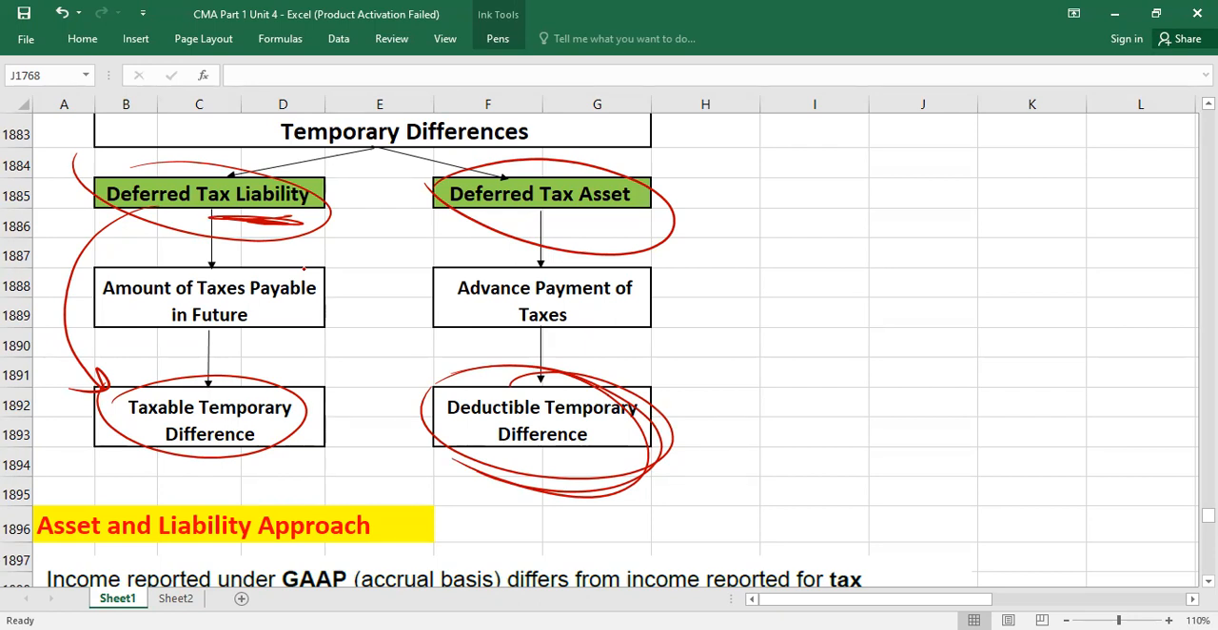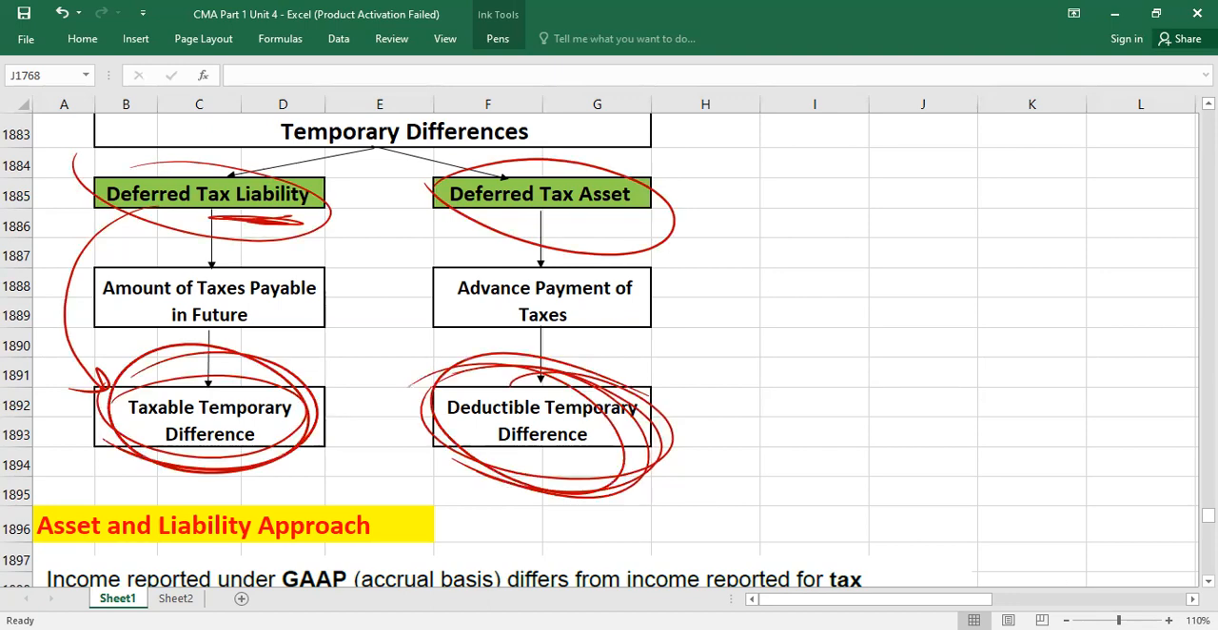Otherwise, once I teach you the calculation, I would use these words also. For liability, I would always say taxable temporary differences. For asset, I would always say deductible temporary differences. Understood? How would you define taxable? Because due to this difference, you would pay tax. That's why it's called taxable temporary difference. And what does deductible temporary difference mean? Because due to this difference, you would be refunded or get some benefit on the tax. That is called deductible. It will reduce your tax.